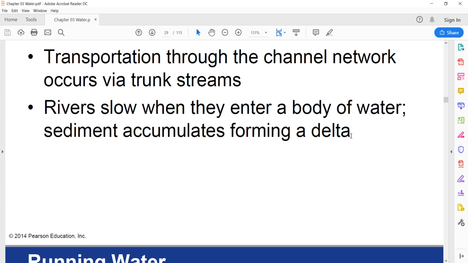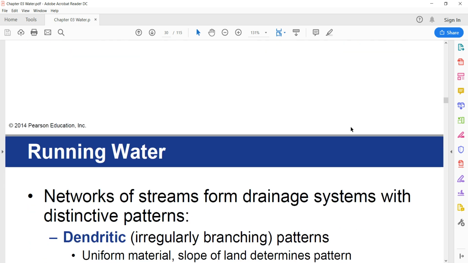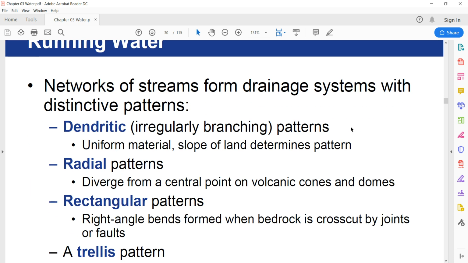So right before it falls in there, it forms a region called a delta, which is a region where it deposits all the sediments carried by the river system. Here are the four different types of network of streams from a drainage system with distinctive patterns.